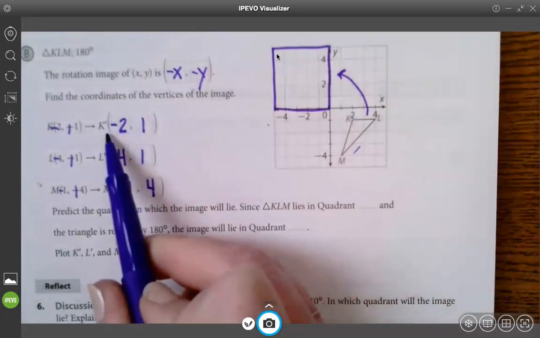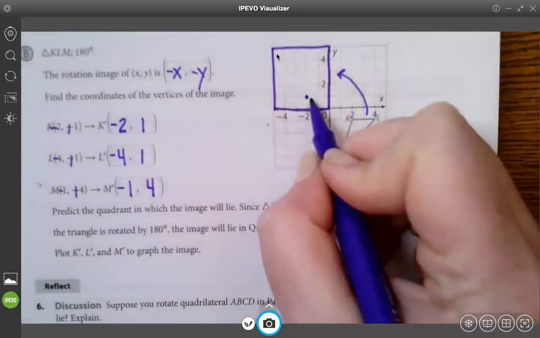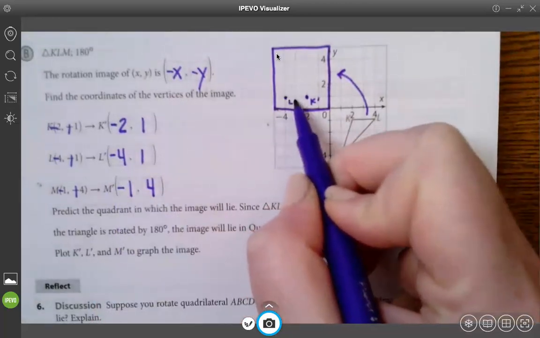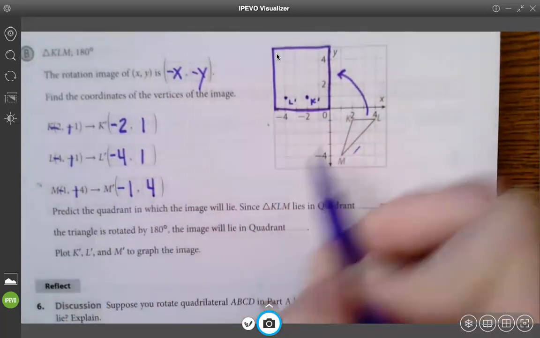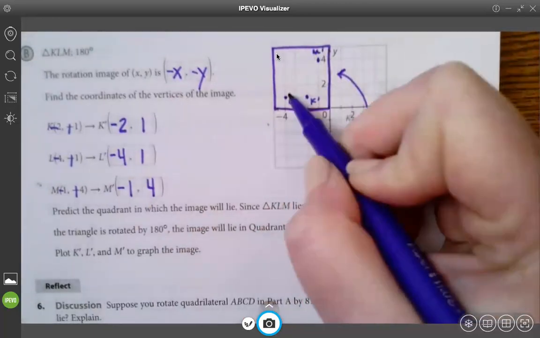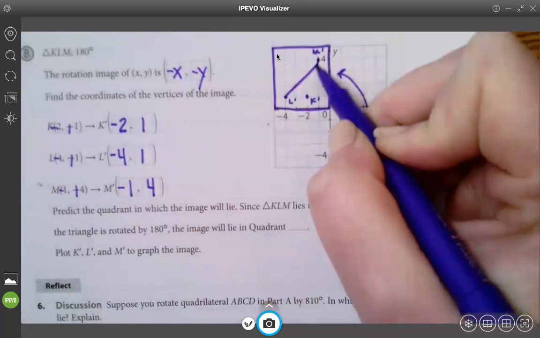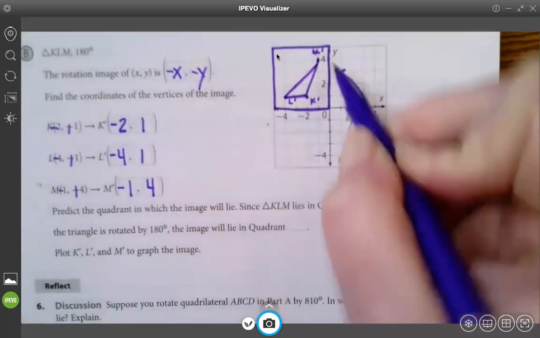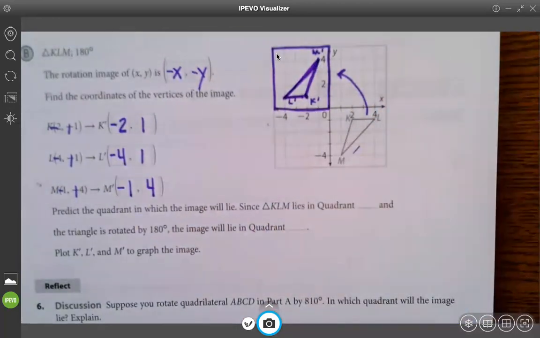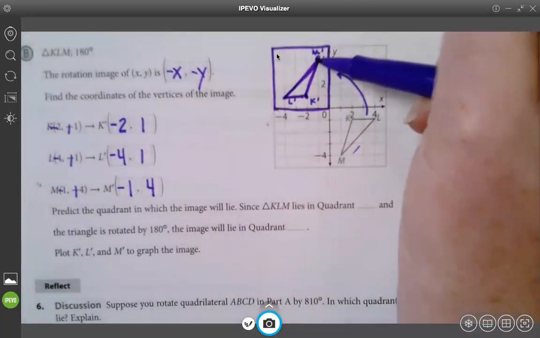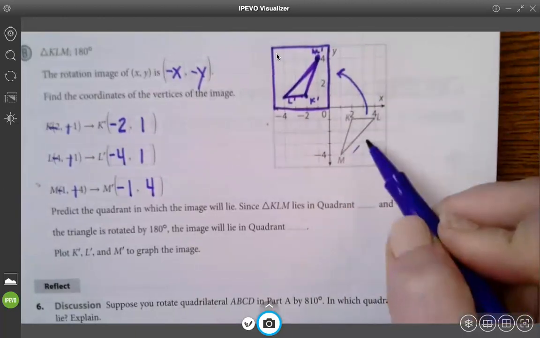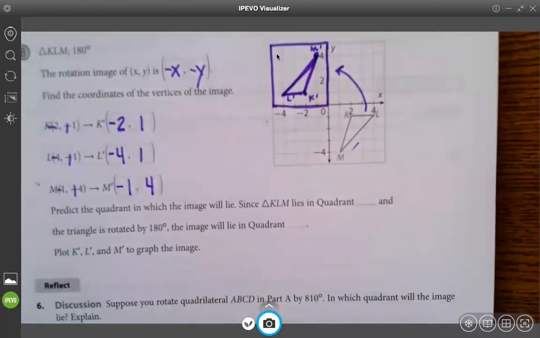K prime is at negative 2, positive 1. L prime is at negative 4, positive 1. And M prime is at negative 1, positive 4. So when we connect, that is what happened. KL, the line, is at the bottom. M prime is at the top because as it spins, the direction changes. And that's a rotation of 180 degrees.